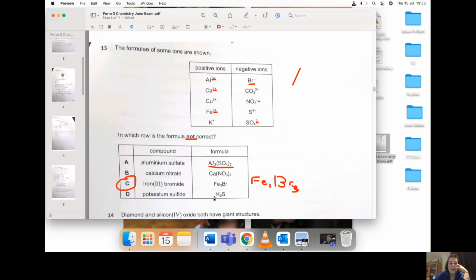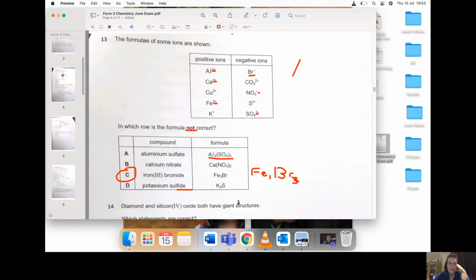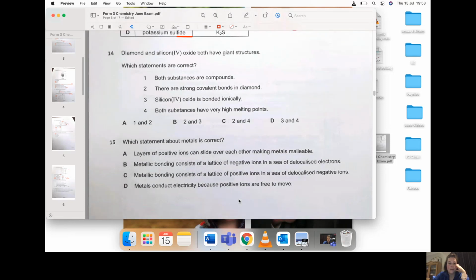Potassium sulfide, we'll check. Sulfide, not sulfate. Sulfate is SO4. Sulfide is just the sulfur. And you're mixing it with the potassium. The 2 from the sulfur comes down to the potassium. K2S is correct. So number 13 was C. Right, number 14.